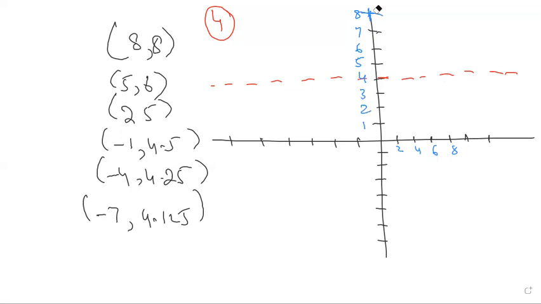So where is my 8 and 8? It's somehow here. Then the next one is 5 and 6. So my 5 and 6 is here. The other one is 2 and 4. So 2 and 4 is somehow here. And the next one is negative 1 and 4.5. So where is my negative 1? My negative 1 is on the other side and 4.5 is up there.